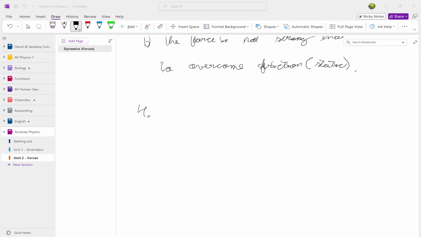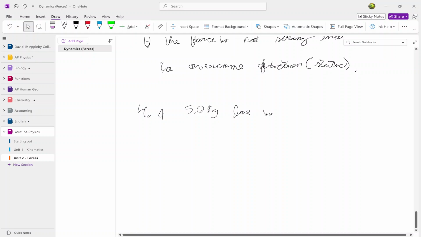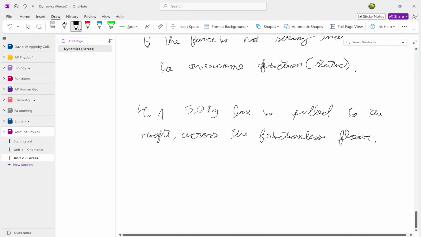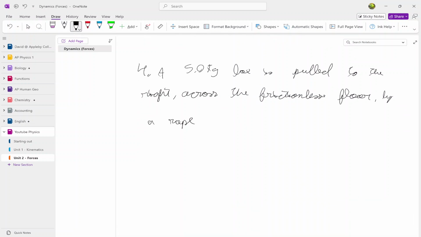These are the push and pull kind of things I was talking about. So let's say a 5 kg box is pulled to the right across the frictionless floor by a rope with a tension of like 20 newtons. There you go.